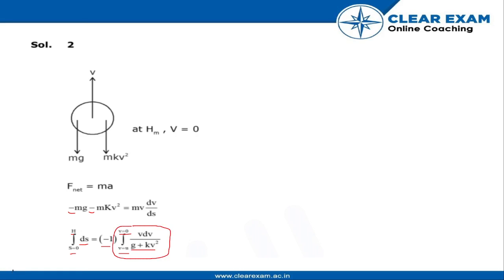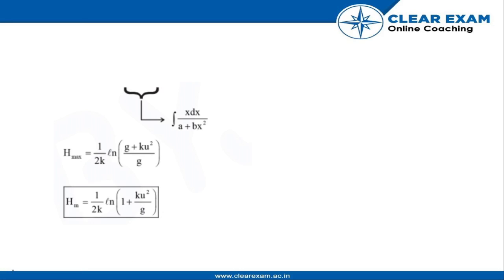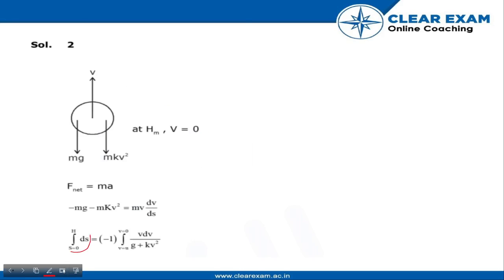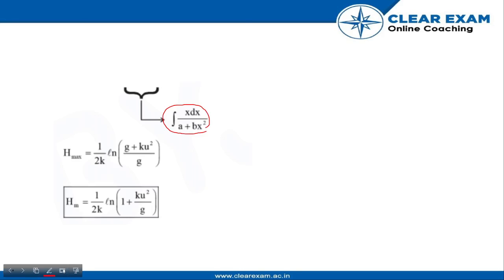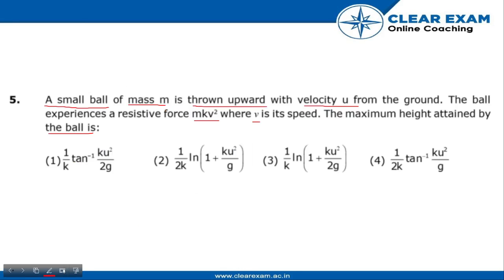This term can be integrated by the formula integration of x dx upon a plus bx², and this term becomes h max. So h max is equal to 1 by 2k natural log of g plus ku² upon g, or h_m is equal to 1 by 2k natural log of 1 plus ku² upon g. So the correct answer is option 2.